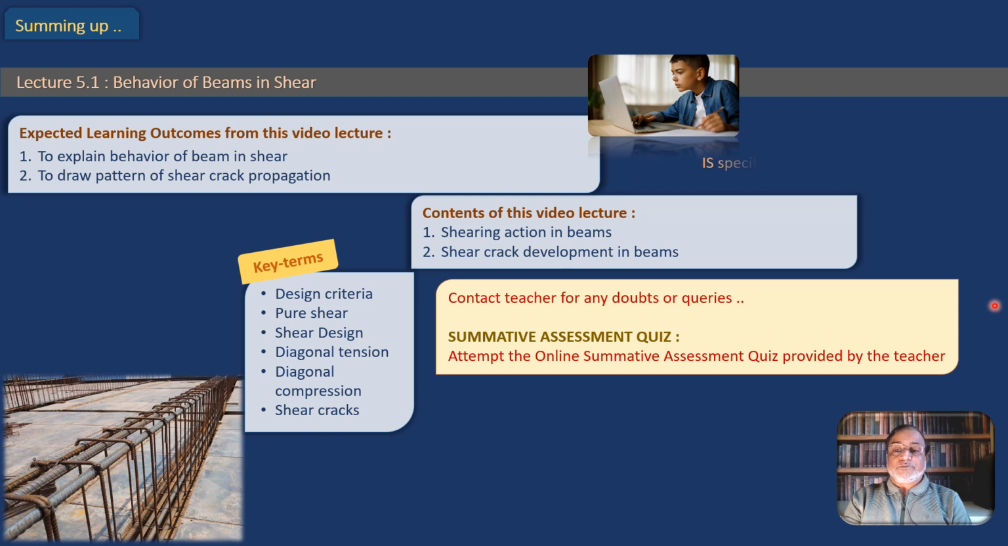Now, the next video lecture RCC 5.2 is going to be on IS specifications for shear design of beams.